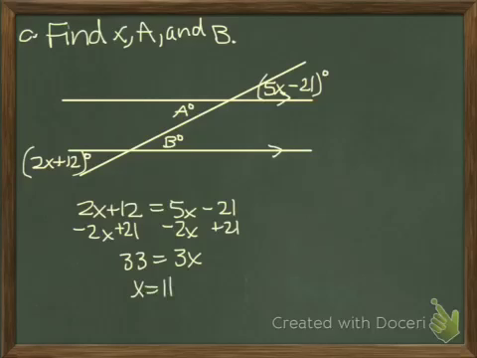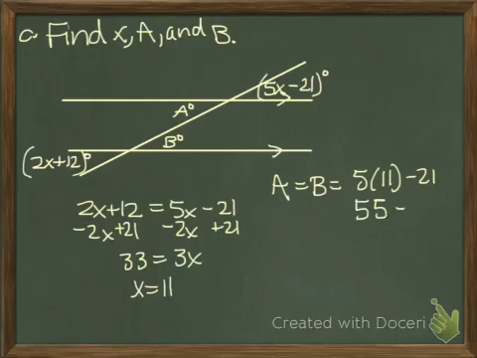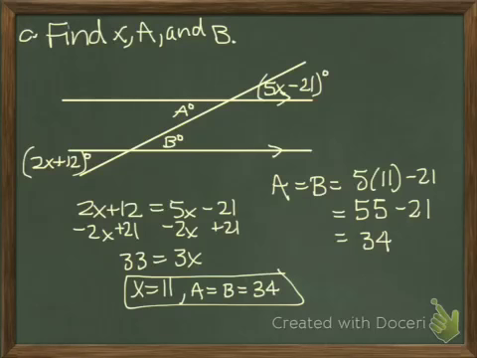Now it says find a and b as well. So a is equal to b because they are small angles, and they are equal to either 2x plus 12 or 5x minus 21. So we'll just plug it into 5x minus 21. 5 times 11 minus 21 gives us 55 minus 21, which is 34. So a and b are both equal to 34.